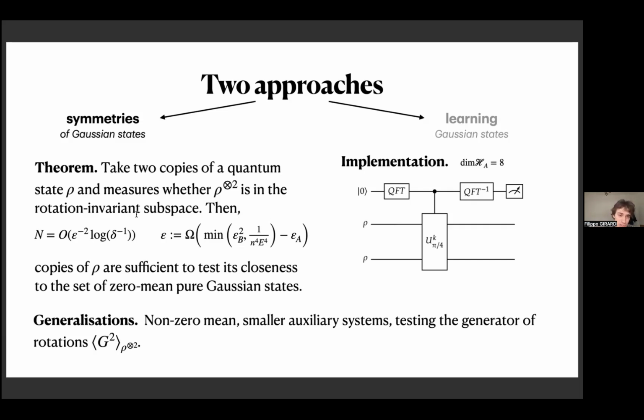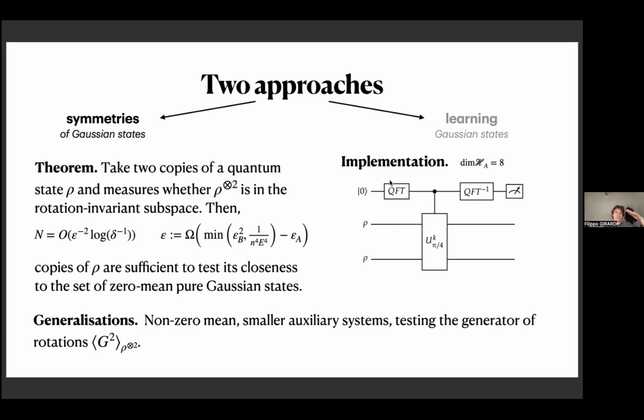The implementation of the rotation invariant subspace in general could be challenging, but in principle we could simplify it by taking auxiliary systems with a smaller dimension. For instance, this looks like, if you're familiar with it, the swap test. Here you want to test another symmetry, the rotation invariance when you have two copies, and so you prepare a superposition of the vectors 0, 1, 2, 3, up to 8. And then you perform the test of these rotations. In the end, you can measure whether it is invariant or not under multiples of pi divided by 4. And in principle, you could also simplify it to just testing whether it is invariant or not under pi divided by 4. Of course, the test will be more effective if you consider arbitrary rotations.